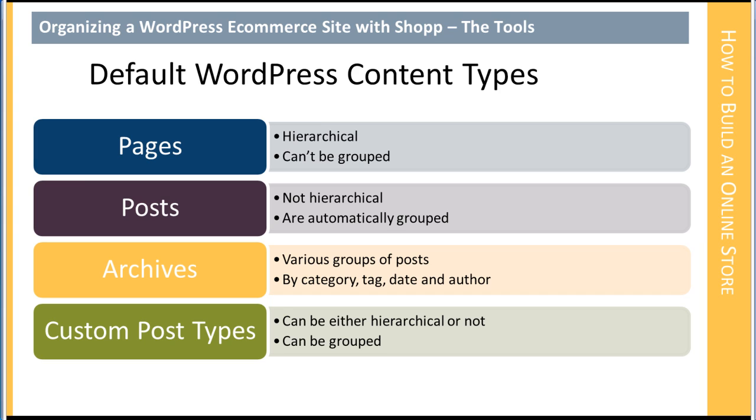And custom post types can either be hierarchical or not. They can be grouped, and in fact, even if they're hierarchical, they can be grouped. So the custom post type is essentially more powerful than either pages or posts because it can be both hierarchical and grouped. But anyway, those are the four types of WordPress content that we're going to be dealing with: pages, posts, archives, and custom post types.